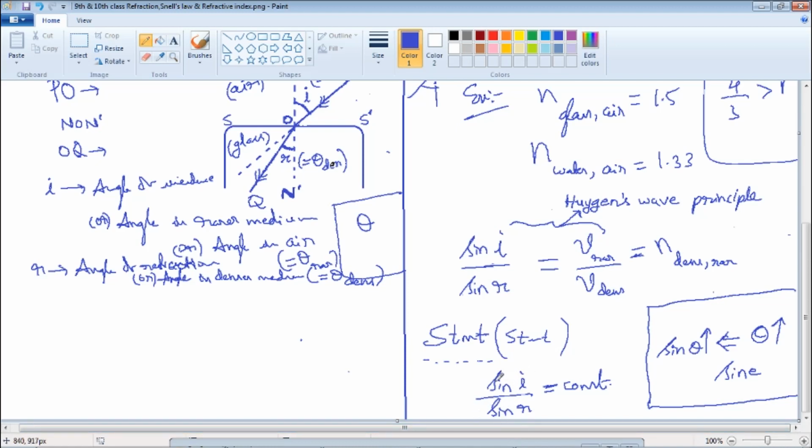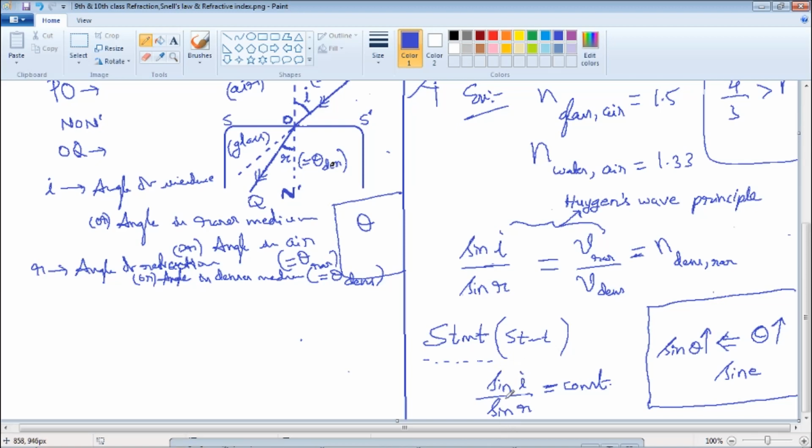We already know that when theta increases, sin theta increases. That is how the trigonometric sin operation has been defined. So when i is increased, sin i increases, and if it is doubled, the numerator becomes 2 sin i. So how can the ratio be constant? Only in one way: sin r also should be doubled. So r should increase in such a way that sin r gets doubled. In the denominator you write 2 also, and the 2s get cancelled, so the ratio remains the same. That is the only way sin i by sin r can be constant. When sin i is doubled, sin r also should be doubled.